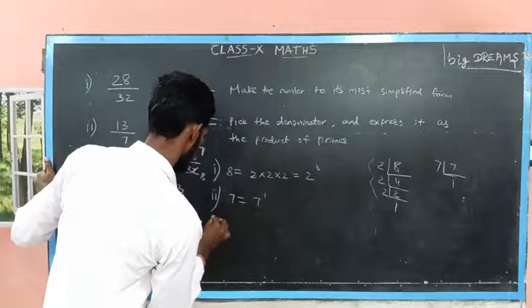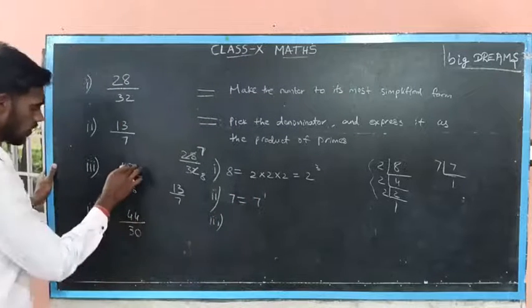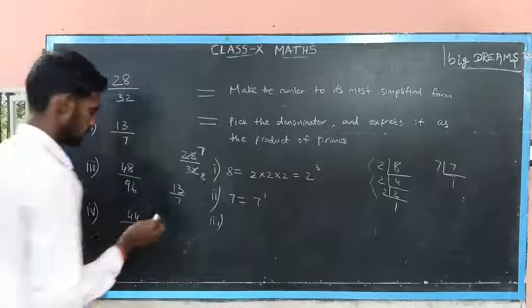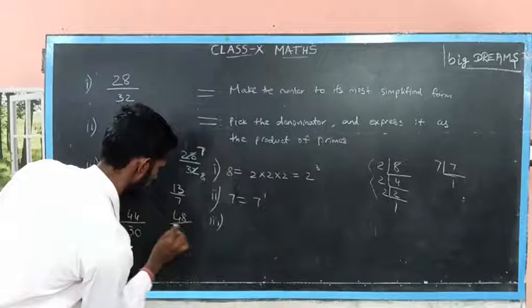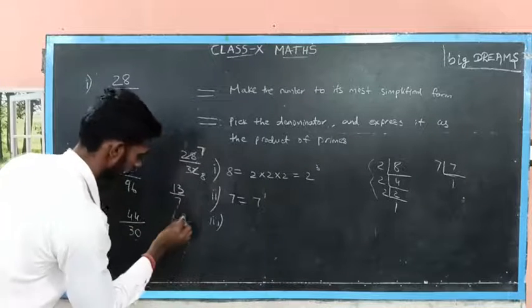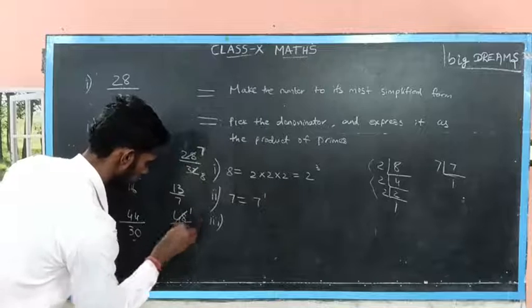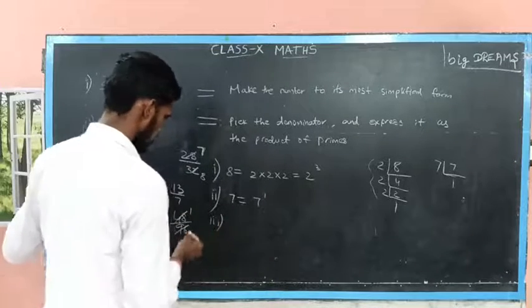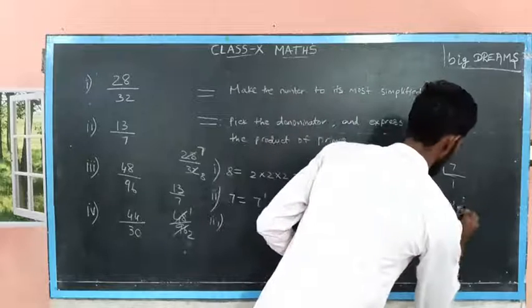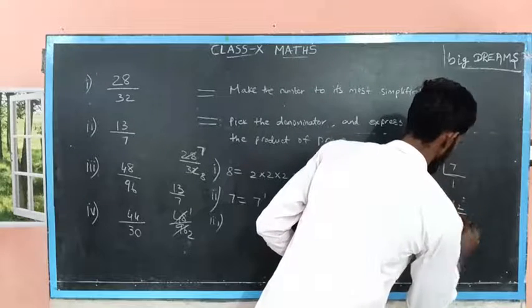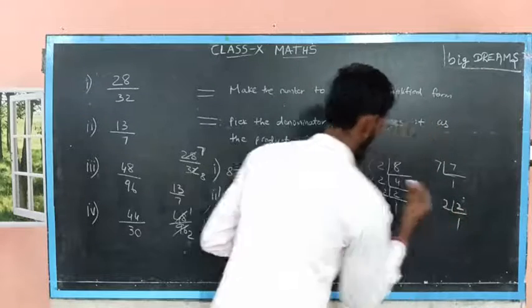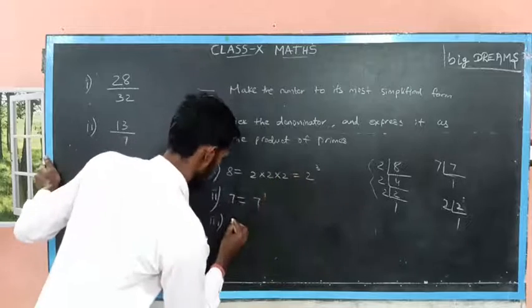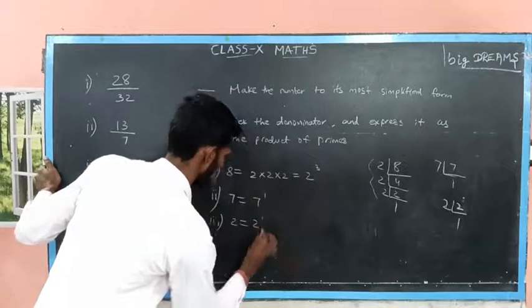In the third example, see here, 48 by 96. Yes, it can be cancelled. It is 1 time, it is 2 times. So it is 1 by 2. So 1 by 2, pick the denominator. It is 2. Prime factorization of 2 is 2, because 2 is a prime number. It can be only divided by 2. So 2 can be written as 2 power 1.